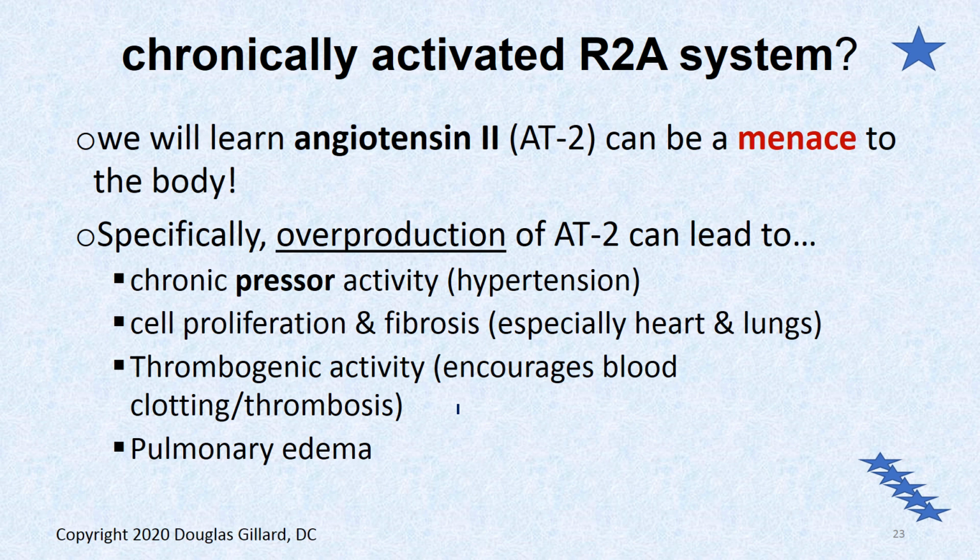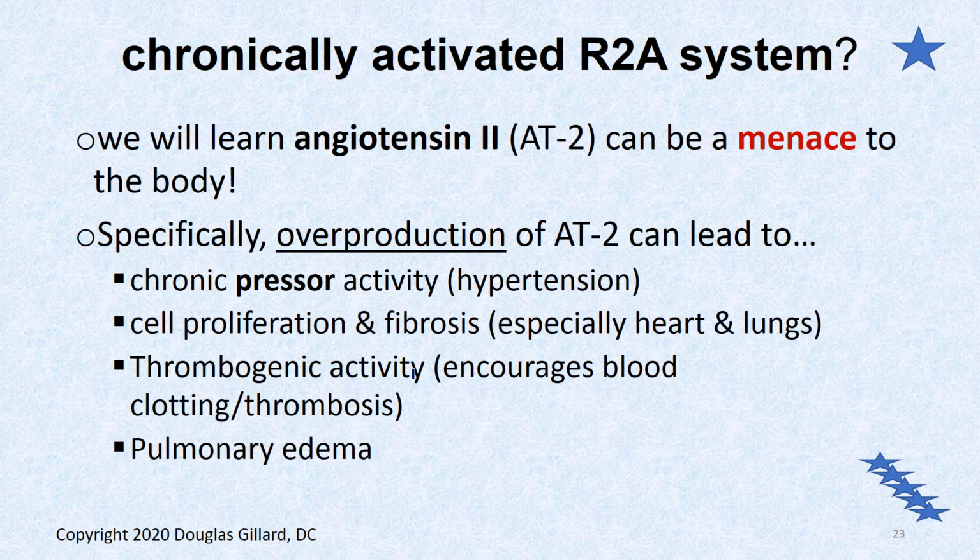So a chronically activated RAAS system, if someone has a failing heart, is not good. Not only does it fix the blood pressure, but it goes too far. So people with a failing heart often have hypertension because of the chronically turned on angiotensin II, and it corrects the blood pressure and then some and gives you hypertension.